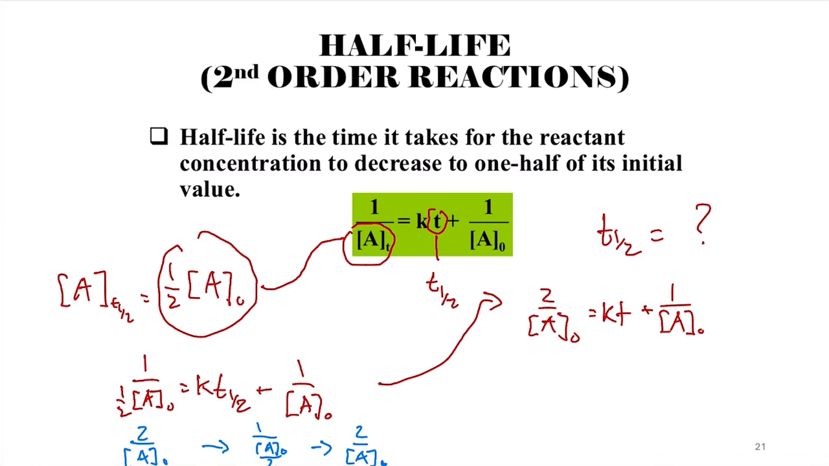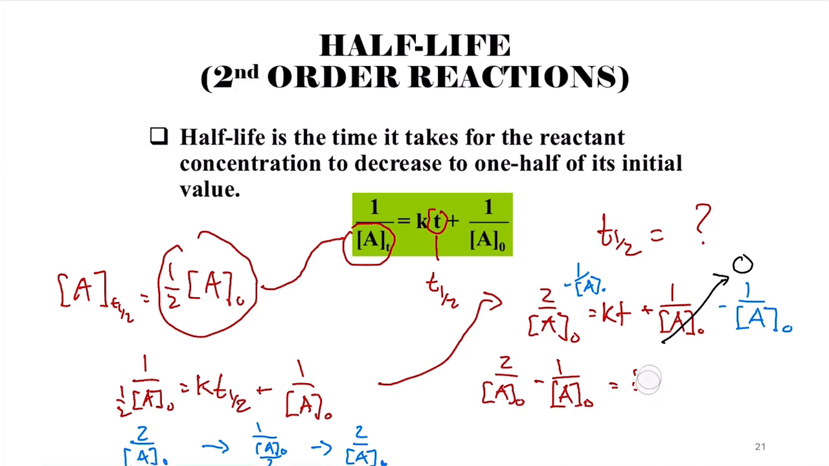What's the next step here? Subtract the 1 over initial concentration. Yep, subtract 1 over the initial concentration from both sides. So we get minus 1 over A minus 1 over the initial concentration. Right, what happens to the initial concentrations here? They go to 0, plus minus, that goes to 0. So then we get 2 over the initial concentration minus 1 over the initial concentration equals KT.